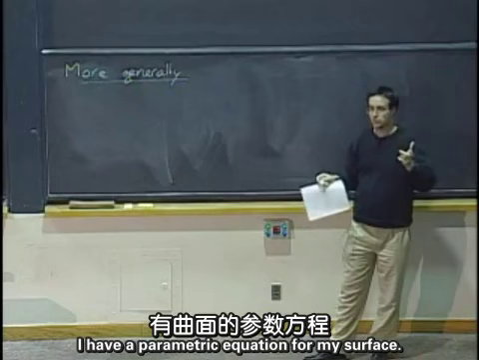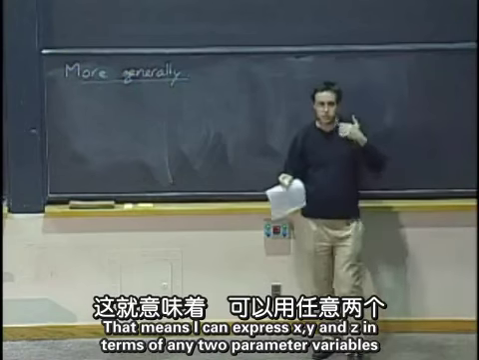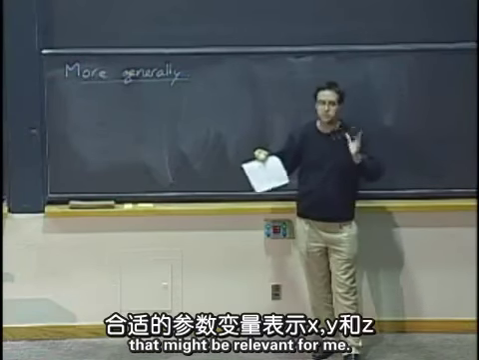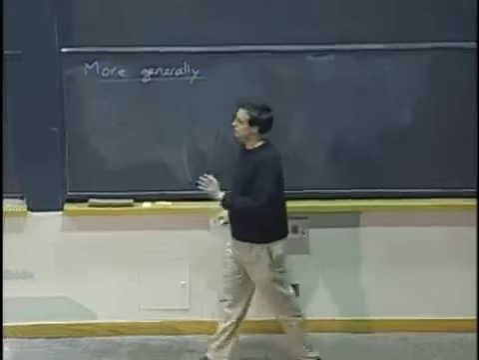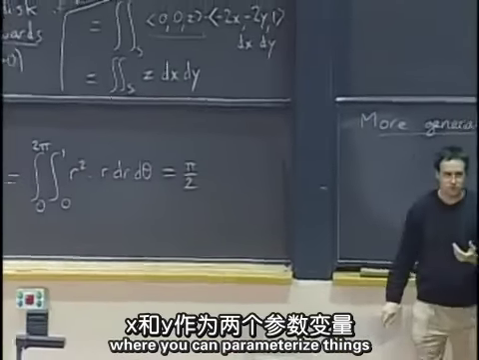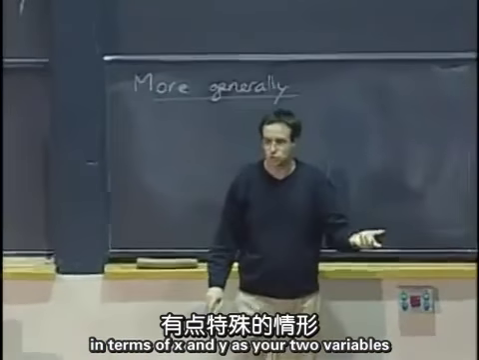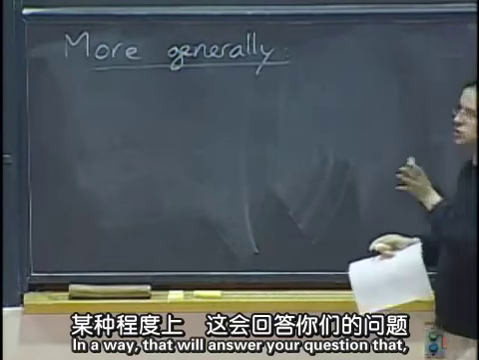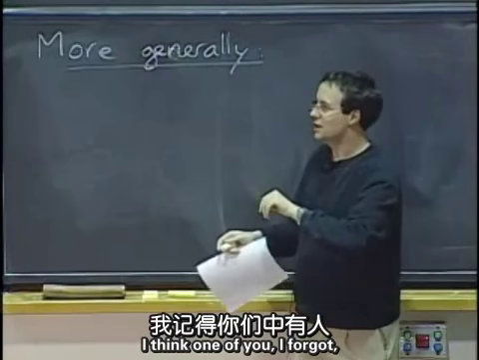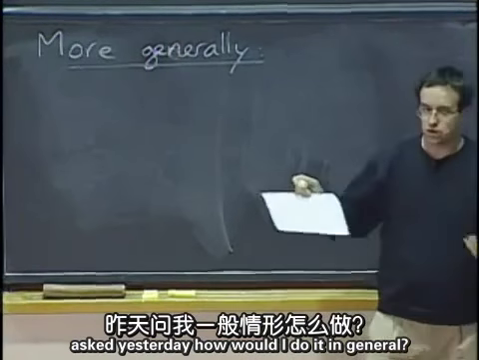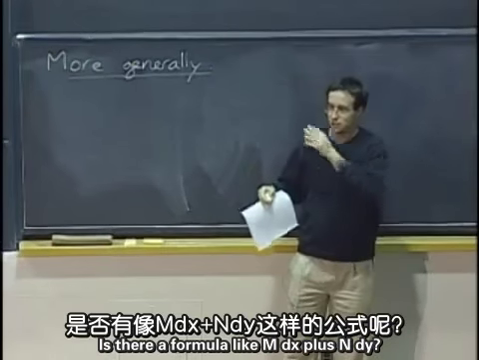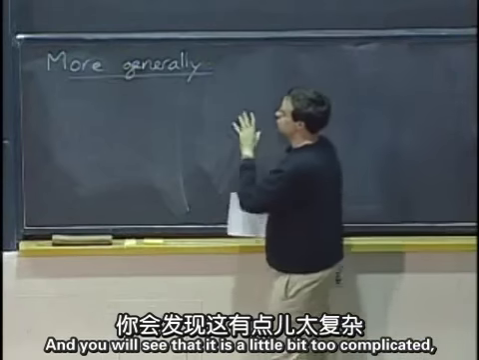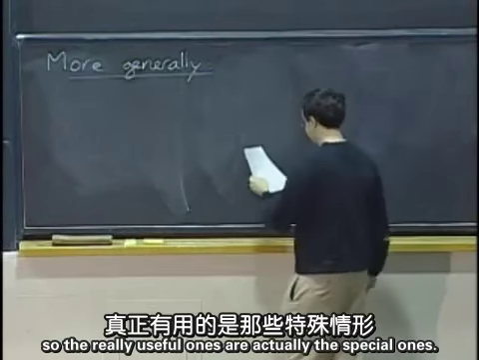So I have a parametric equation for my surface. That means I can express x, y, and z in terms of any two parameter variables that might be relevant for me. This one here is the special case where you can parameterize things in terms of x and y as your two variables. So how would you do it in the fully general case? I think one of you asked yesterday, how would I do it in general? Is there a formula like M dx plus N dy? Well, that's going to be the general formula, and you'll see it's a little too complicated, so the really useful ones are actually the special ones.